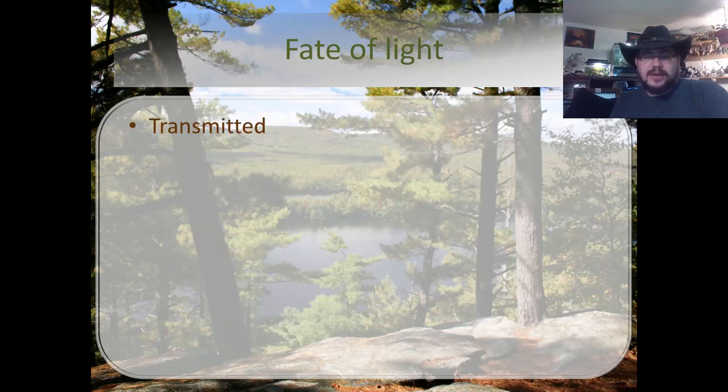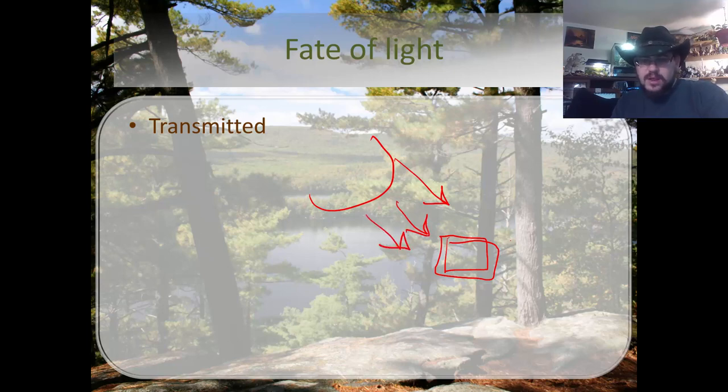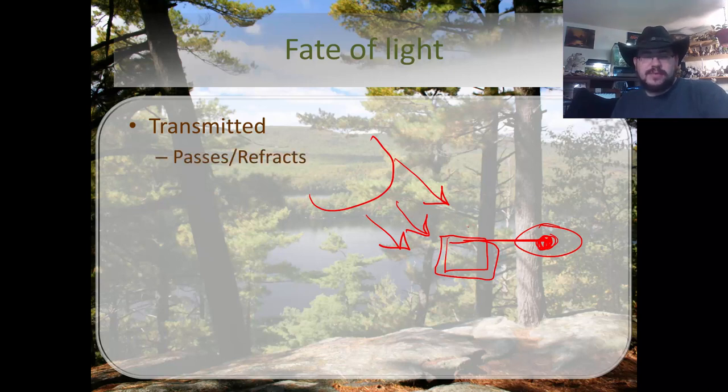So let's talk about what happens to light. Say you have an object, any object, and you have a light source, and light's coming off of it, and you have some light sensing structure. Here's your eyeball. Right? So for this object to be seen, light has to get to your eyeball. There are several things that can happen to light when it encounters an object. One, it can be transmitted through it, so it goes through the object. It can also be refracted when it's transmitting, which simply means the light bends. Either way, when it's transmitted, it can get to your eye.